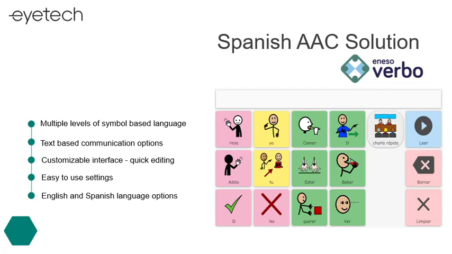Next we have Verbo. Verbo is a robust communication software for both text and symbol communication. It supports both English and Spanish.